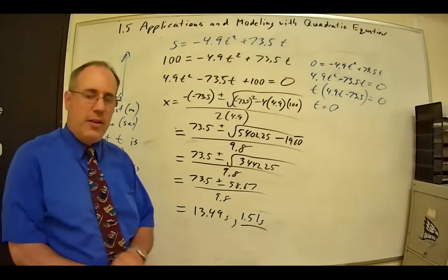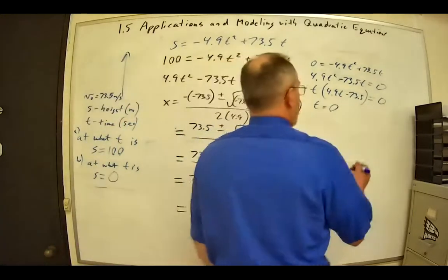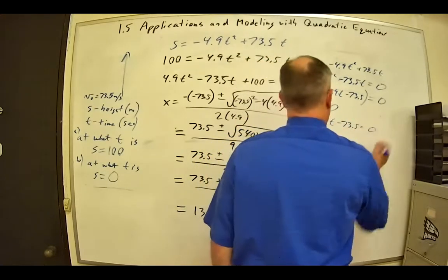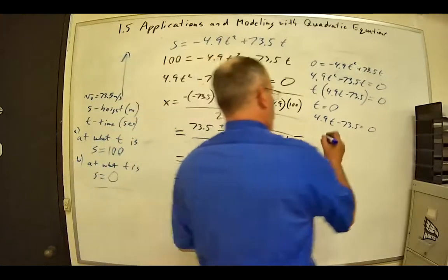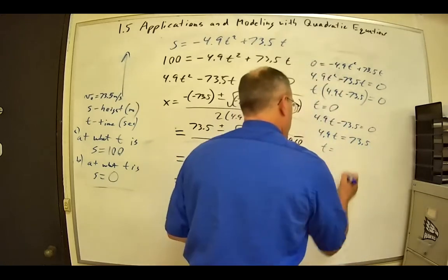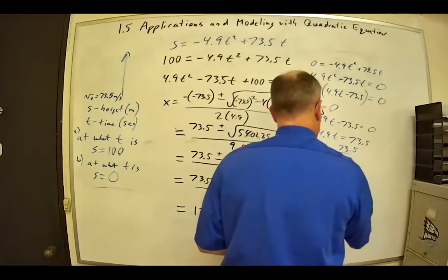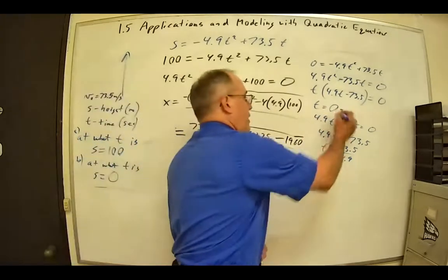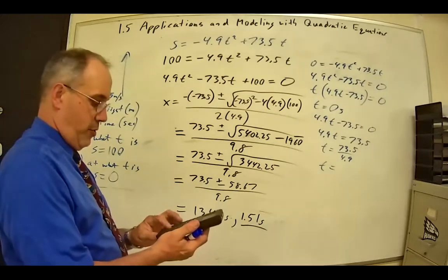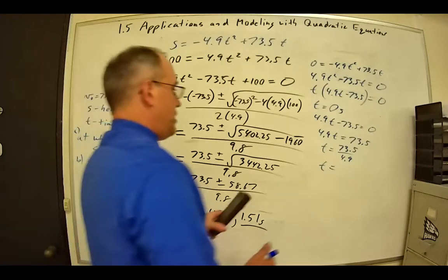That's the starting time, right? When it first shot up, it started at ground level, so at t equal to 0. The other one, 4.9t minus 73.5 equal to 0. Add 73.5 to both sides. 4.9t is equal to 73.5. t is equal to 73.5 divided by 4.9. t is equal to, and I'll put the little second there just because I'm there. Grab the calculator. 73.5 divided by 4.9 gives me 15.